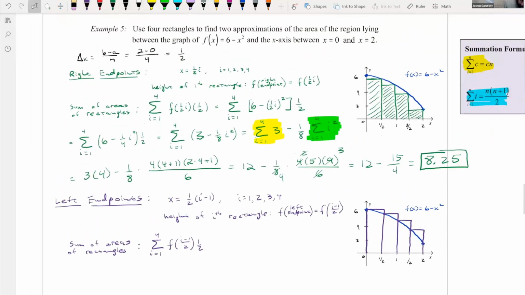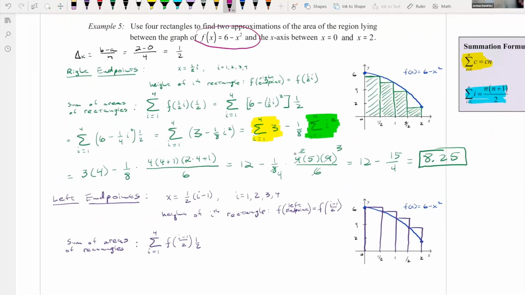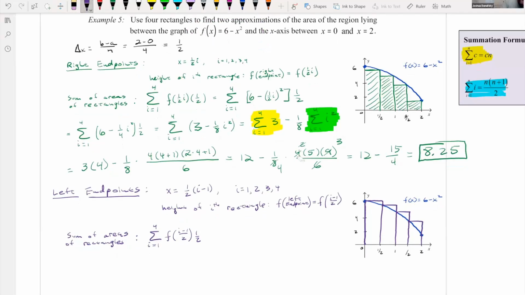So from there, we're going to look back at our function way up here, and we're actually going to plug in I minus 1 over 2 to get the heights of each of our rectangles. And so that's going to look something like the sum, I equals 1 to 4, of 6 minus (I minus 1 over 2) squared, right? I took that I minus 1 over 2 and I plugged it up here into my function for x. And all of that is going to multiply 1/2.